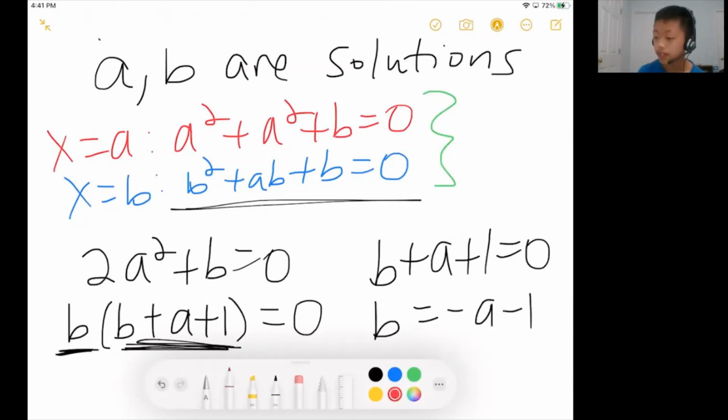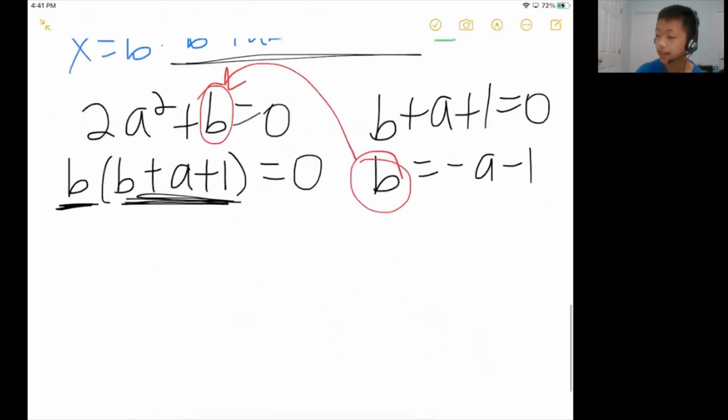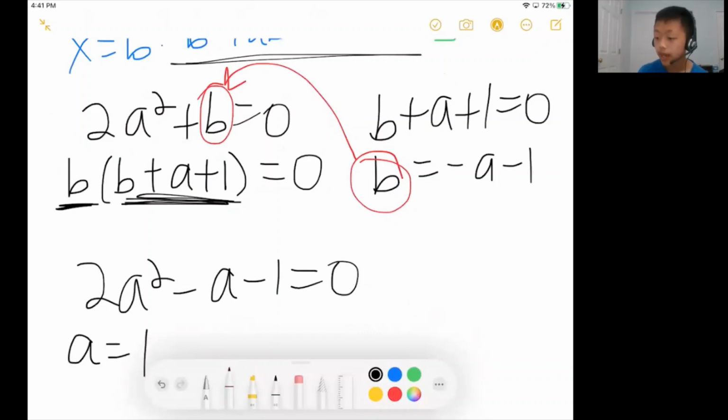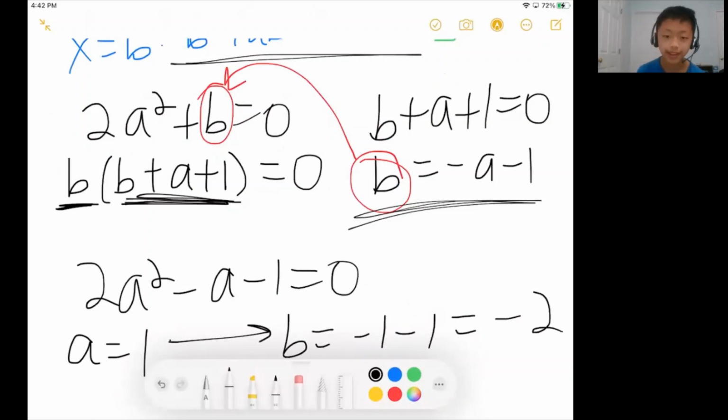So we can use substitution and substitute this b into here. And then we would get 2a squared minus a minus 1 equals 0. From here, you can use inspection. We can notice that a equals 1 is a solution, right? If we plug in a equals 1, you would get 2 times 1 squared minus 1, and that gives you 0. So a equals 1 is a solution. And since b equals negative a minus 1, you get b equals negative 1 minus 1, which is negative 2. So that's another way you can do the problem. Either way, you would get the same answer.